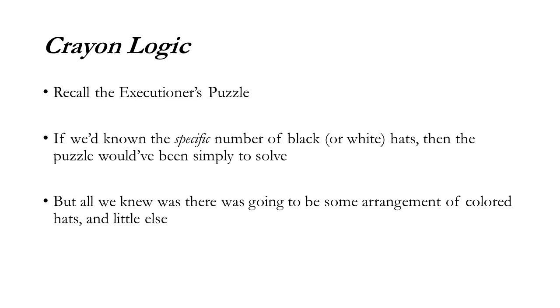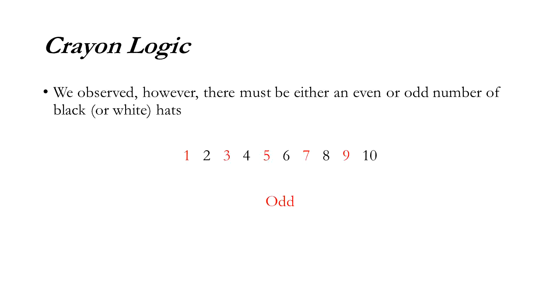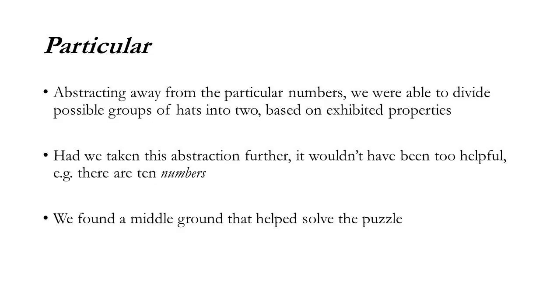All we knew here was that there was going to be some arrangement of colored hats. We did not know how many black hats, how many white hats were going to be assigned. In this puzzle, when we were solving it, we did observe that there must be either an even or an odd number of black and white hats. So we didn't know the arrangement, but we did know that whatever the arrangement was, it was going to be either an even or an odd number with respect to black or white hats, right? Now, this was a way of abstracting away from possible arrangements of hats.